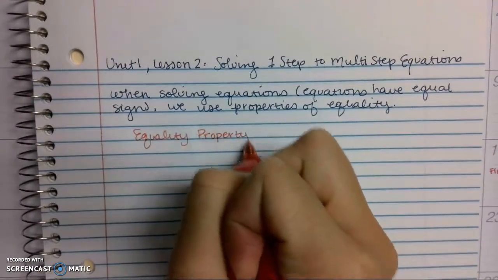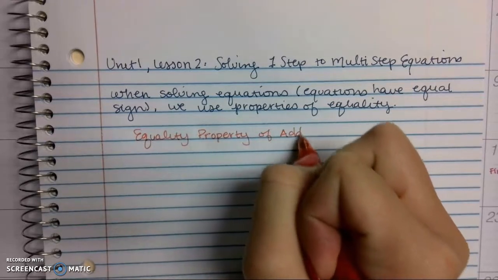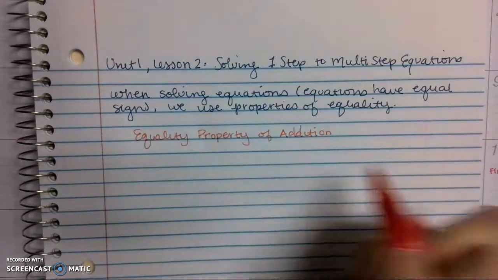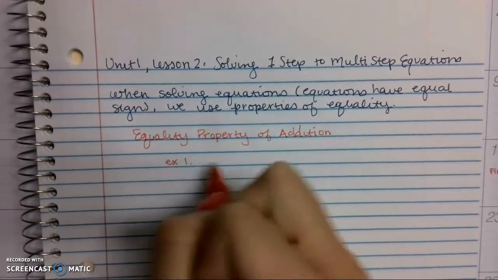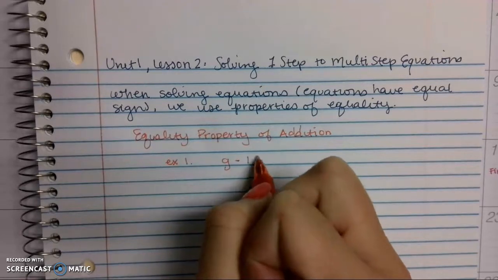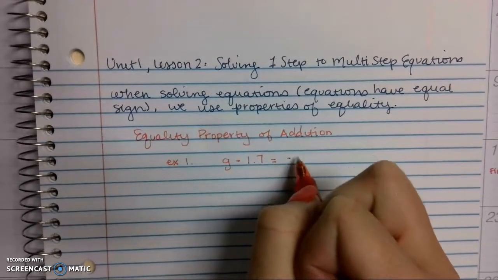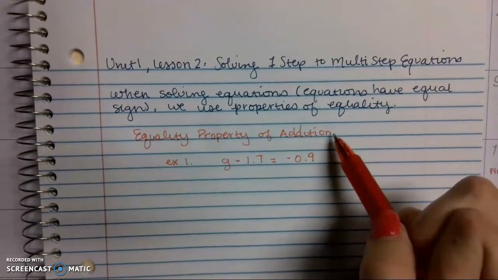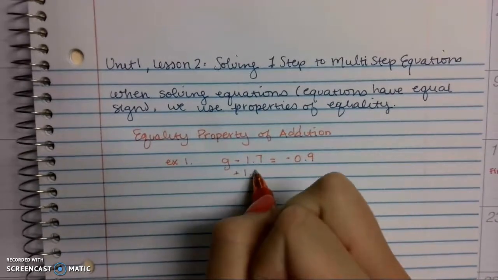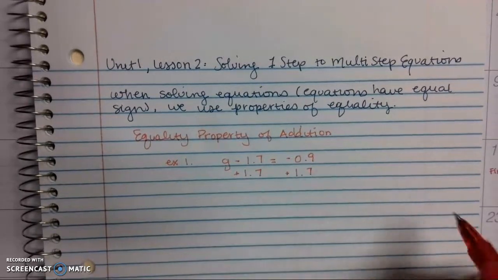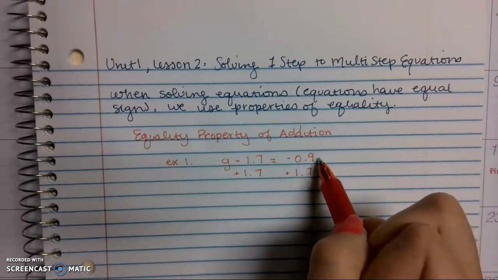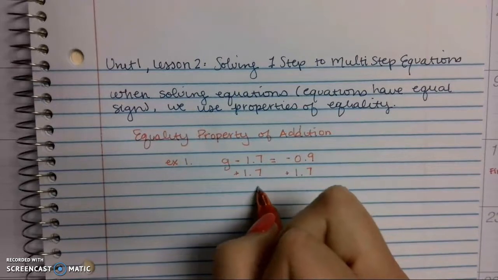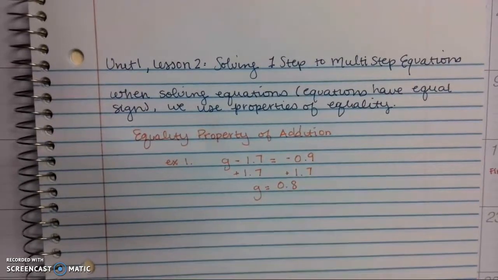Okay, so equality property of addition. The problem we're going to look at is example number 1. G minus 1 7/10 is equal to negative 9/10. What we're going to do is use the equality property of addition and add this value to both sides. Then when we do negative 9/10 plus 1 7/10, we get G is equal to 8/10. That'll be it for our first example. Hopefully you guys thought that was nice and easy.